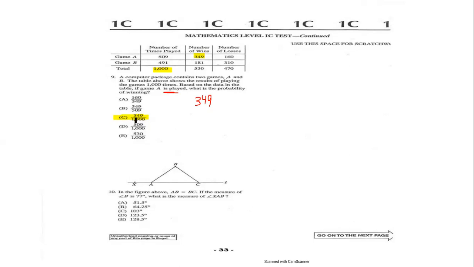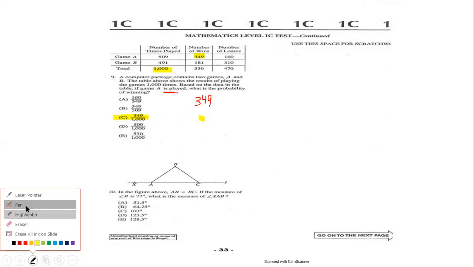In the figure above AB equals BC. If the measure of angle B is 77 degrees, what is the measure of angle XAB? Angle B alone is 77. Can I answer? Yes. 51.5, because when we do 180 minus 77, then the angle we get we divide by 2. So the answer here is A. AB equals BC, right? Yes, it's A.